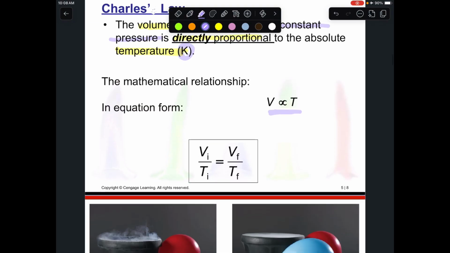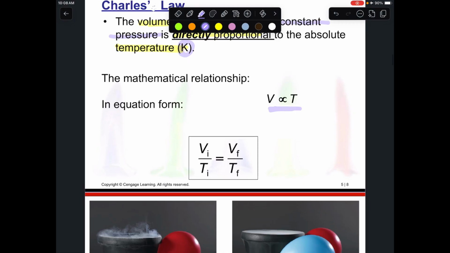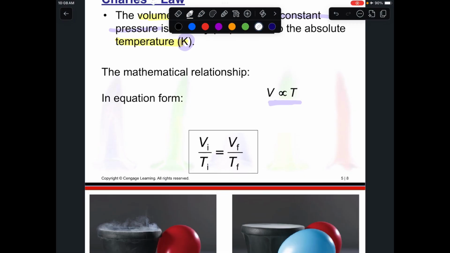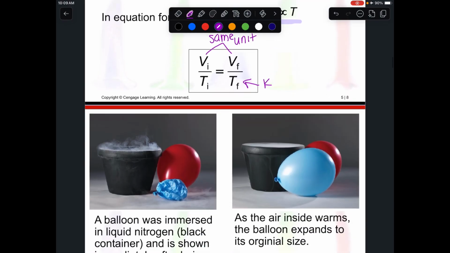Now, the equation here is Vi over Ti equals Vf over Tf, or V1 divided by T1 equals V2 divided by T2. And again, the only thing that you have to care about a unit for is the temperatures. They have to be in Kelvin. It does not matter what the volume units are as long as they are the same, okay? So if one was torr, the other one has to be torr.